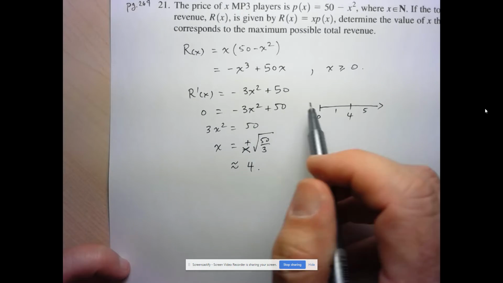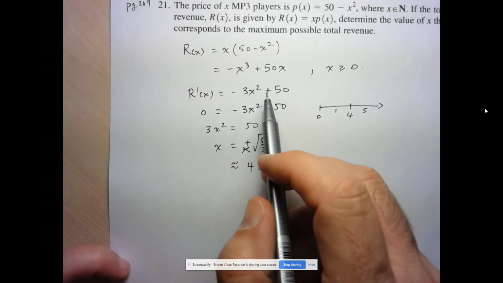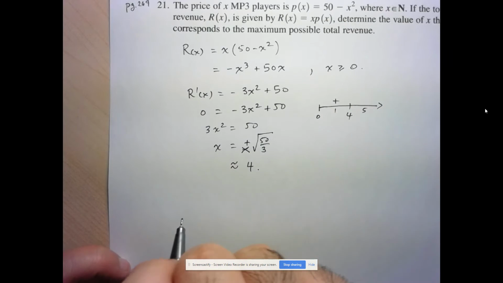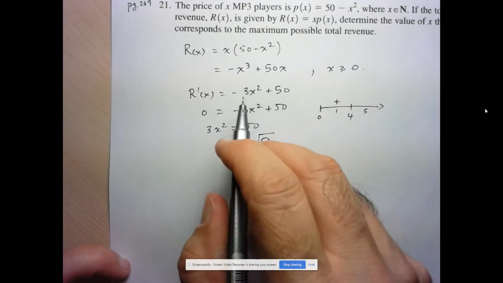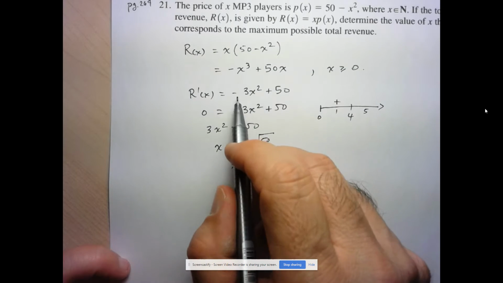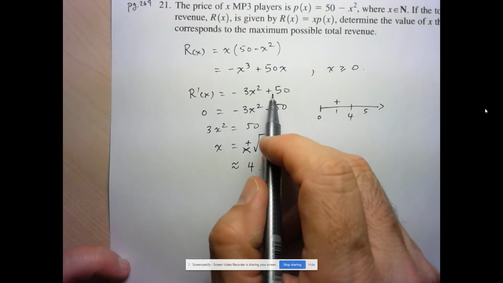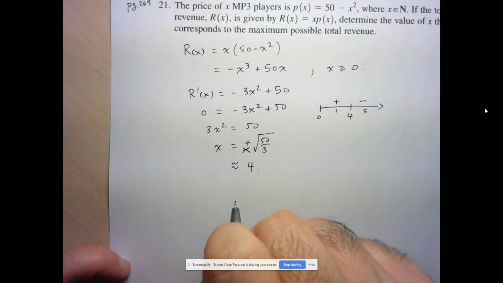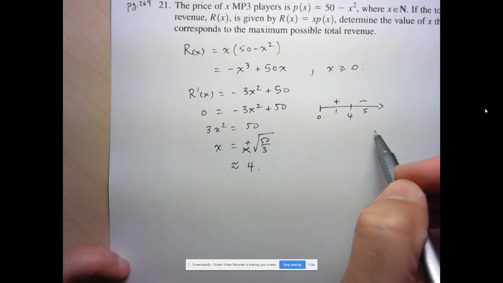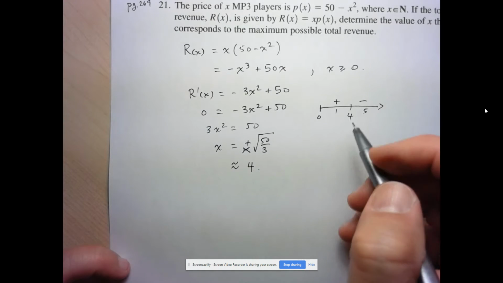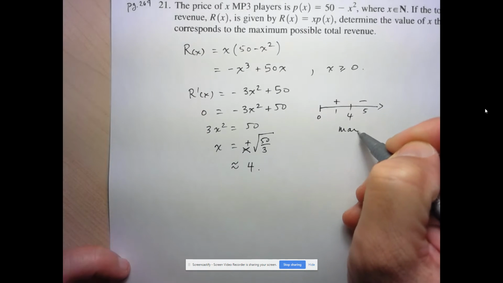So 1 is nice and easy. We've got negative 3 plus 50 is positive, so that's a good start. And then here, let's see if we can do this in our heads. We've got 5 squared is 25 times negative 3 is negative 75 plus 50, we know is going to be negative. So since this function goes from increasing to decreasing at 4, we know that it corresponds to a maximum value.